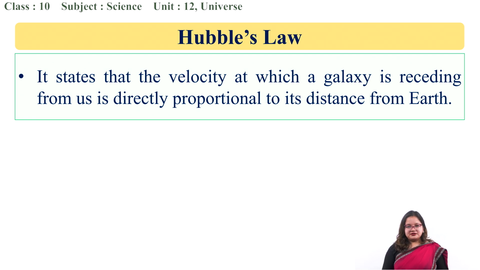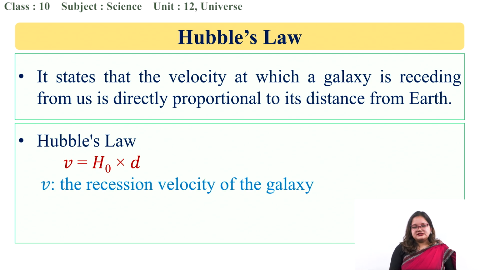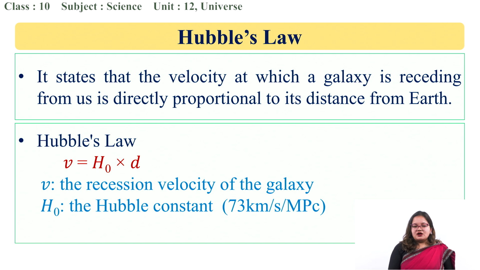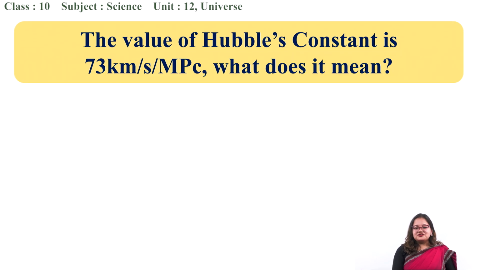He also gave a mathematical expression for this law, known as Hubble's law: V equals H naught times d, where V is the recession velocity of the galaxy, H naught is Hubble's constant, and d is the distance of the galaxy from Earth. Hubble's constant has a value of 73 km per second per megaparsec. We will study this again. What does it mean?